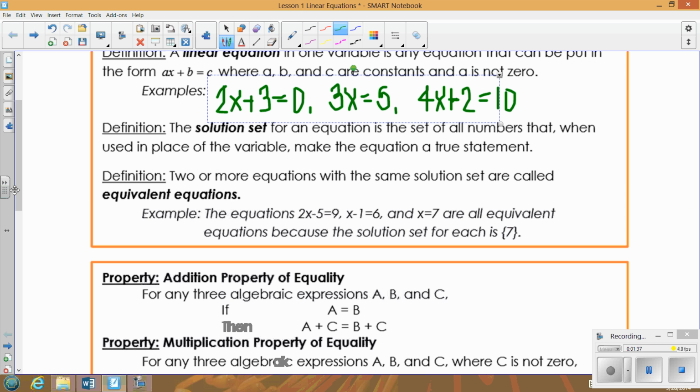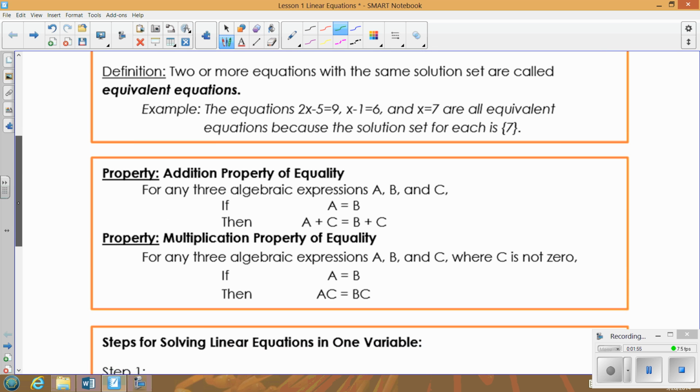Another thing is equivalent equations. Equivalent equations basically means two or more equations that have the same solution set. So these examples here all have the same solution set of 7, which means they're equivalent equations.